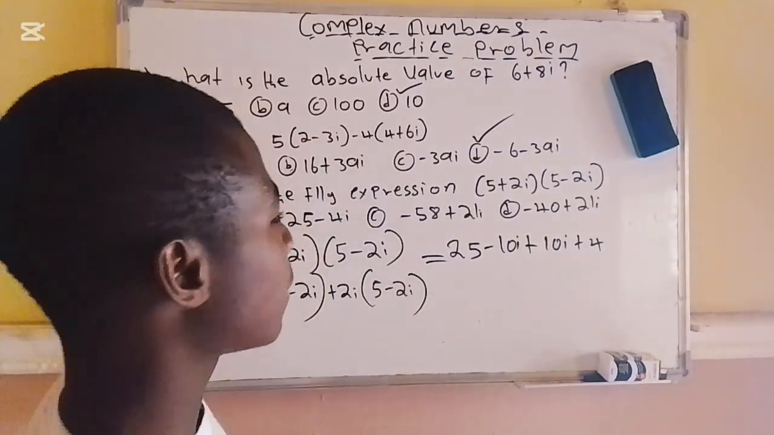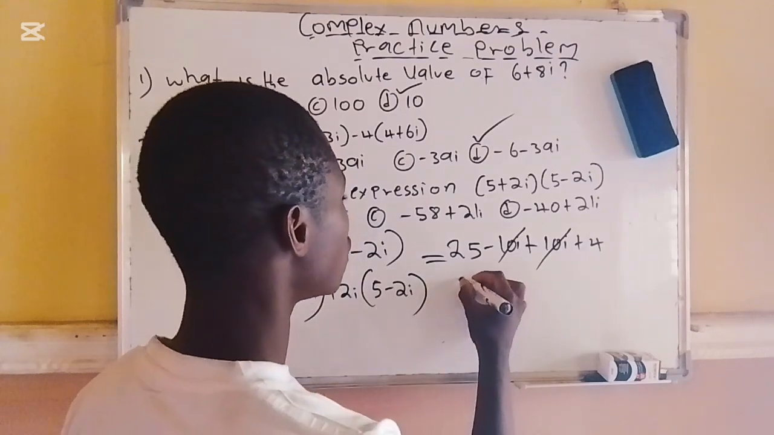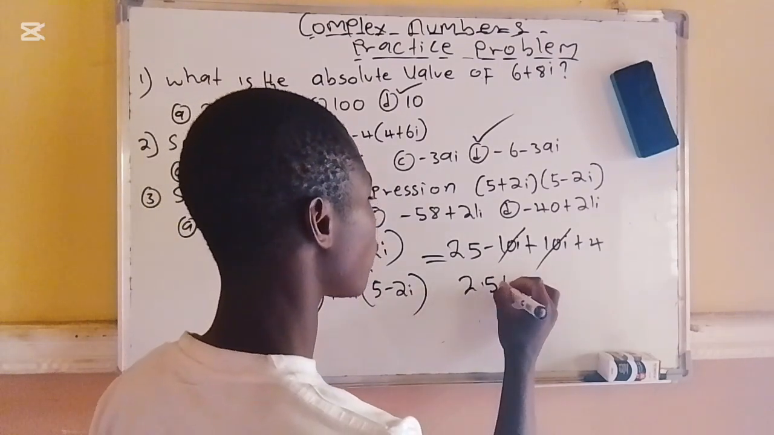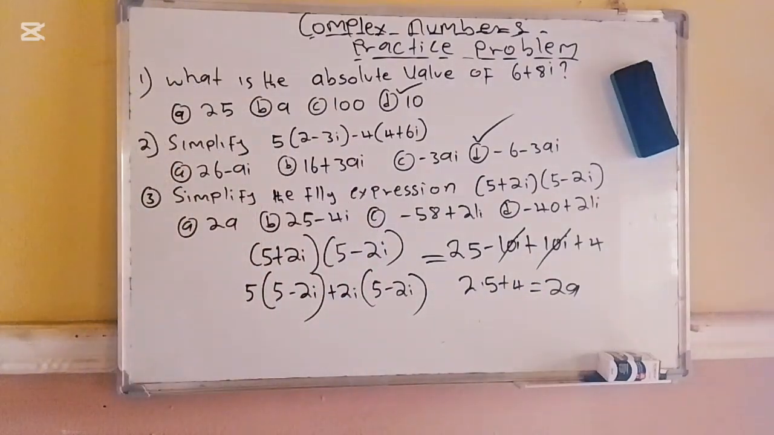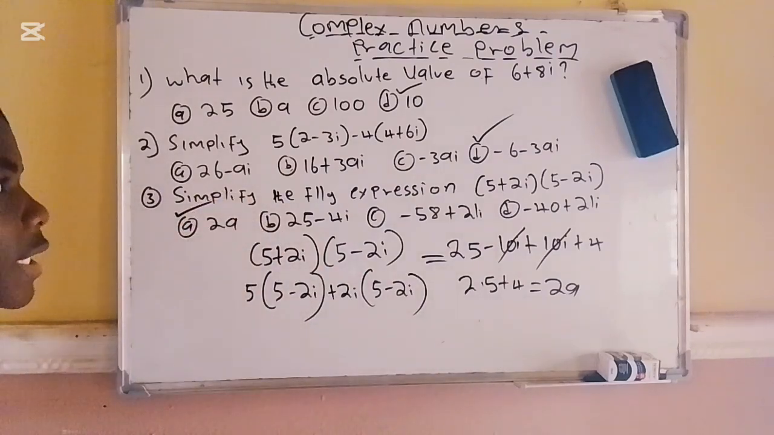So therefore, the next thing I'm going to do: minus 10i plus 10i cancel each other. So 25 plus 4 will be equal to 29. We have to check whether we have the value 29 in the options. Yes, A is the correct answer.